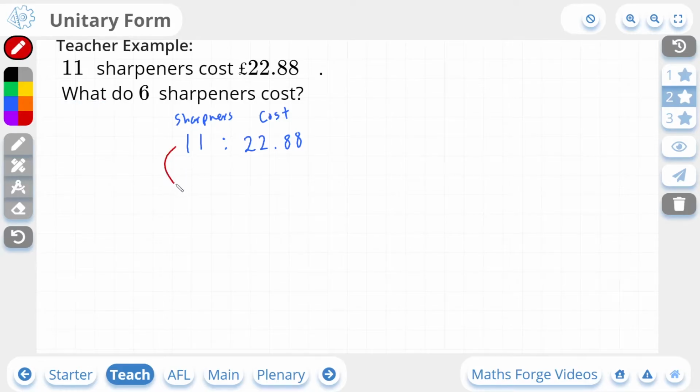So I can get the value of 1 sharpener by taking this 11 here and dividing it by 11 to get 1 sharpener. I then have to do this to the cost to find out how much 1 sharpener costs. So we're going to divide this cost by 11 as well. And £22.88 divided by 11 gives us £2.08.